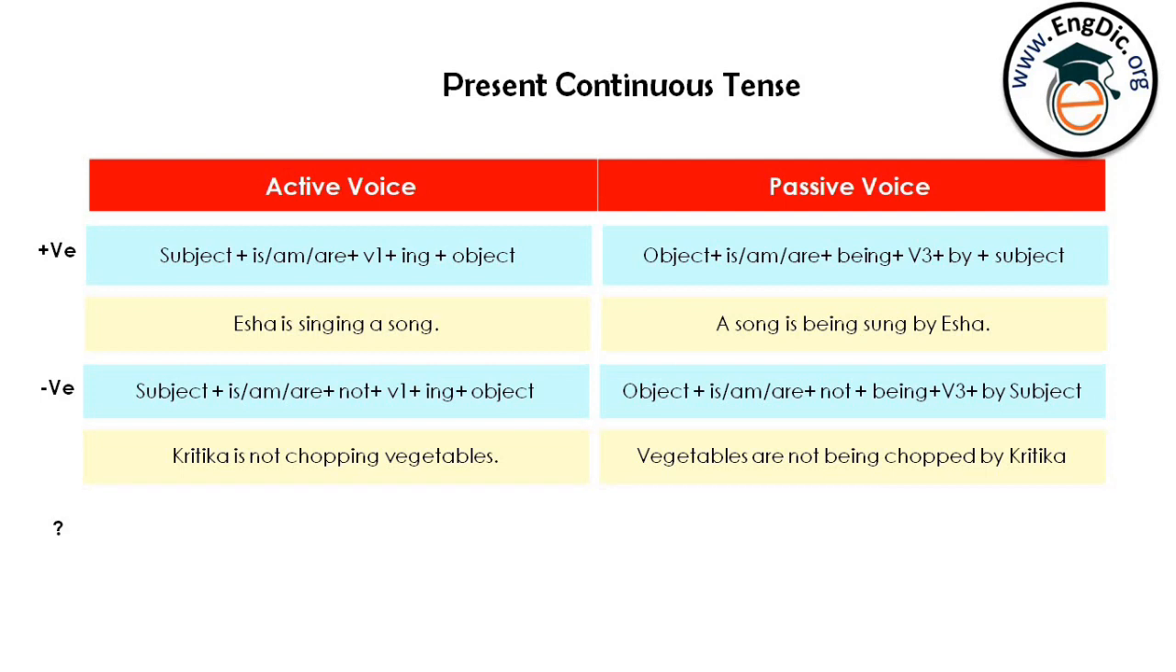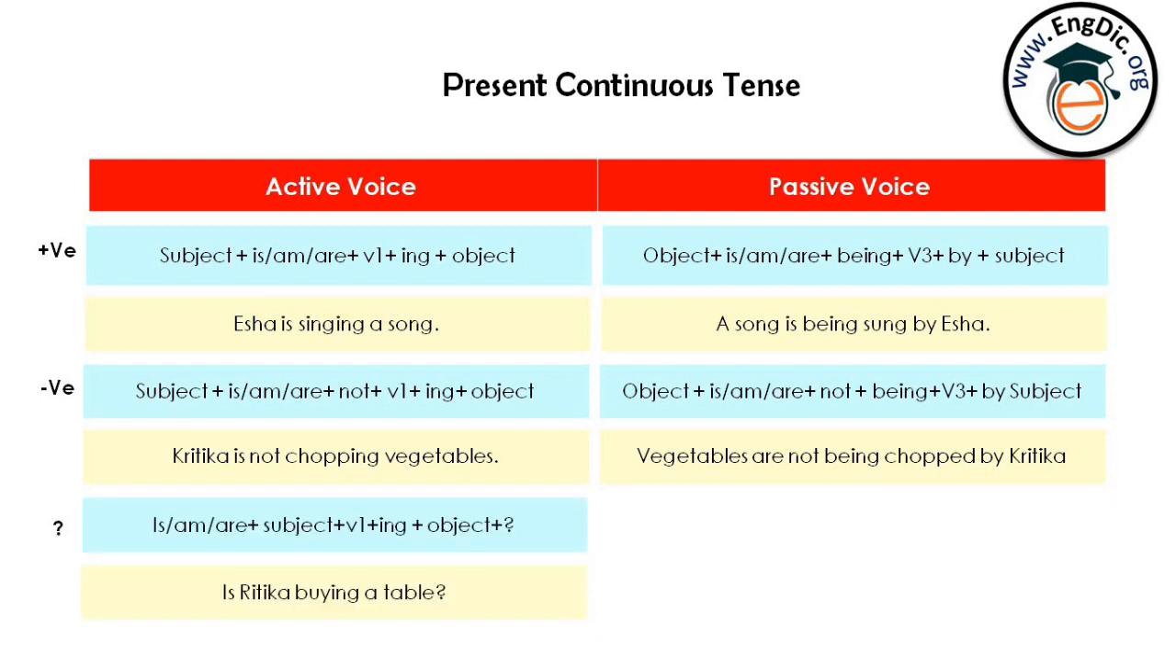Moving towards the interrogative sentence. First we have to put is, am, are, and then the subject, first form of verb plus ing, the object, and the most important, the question mark. Don't you ever forget to put a question mark at the end of an interrogative sentence.